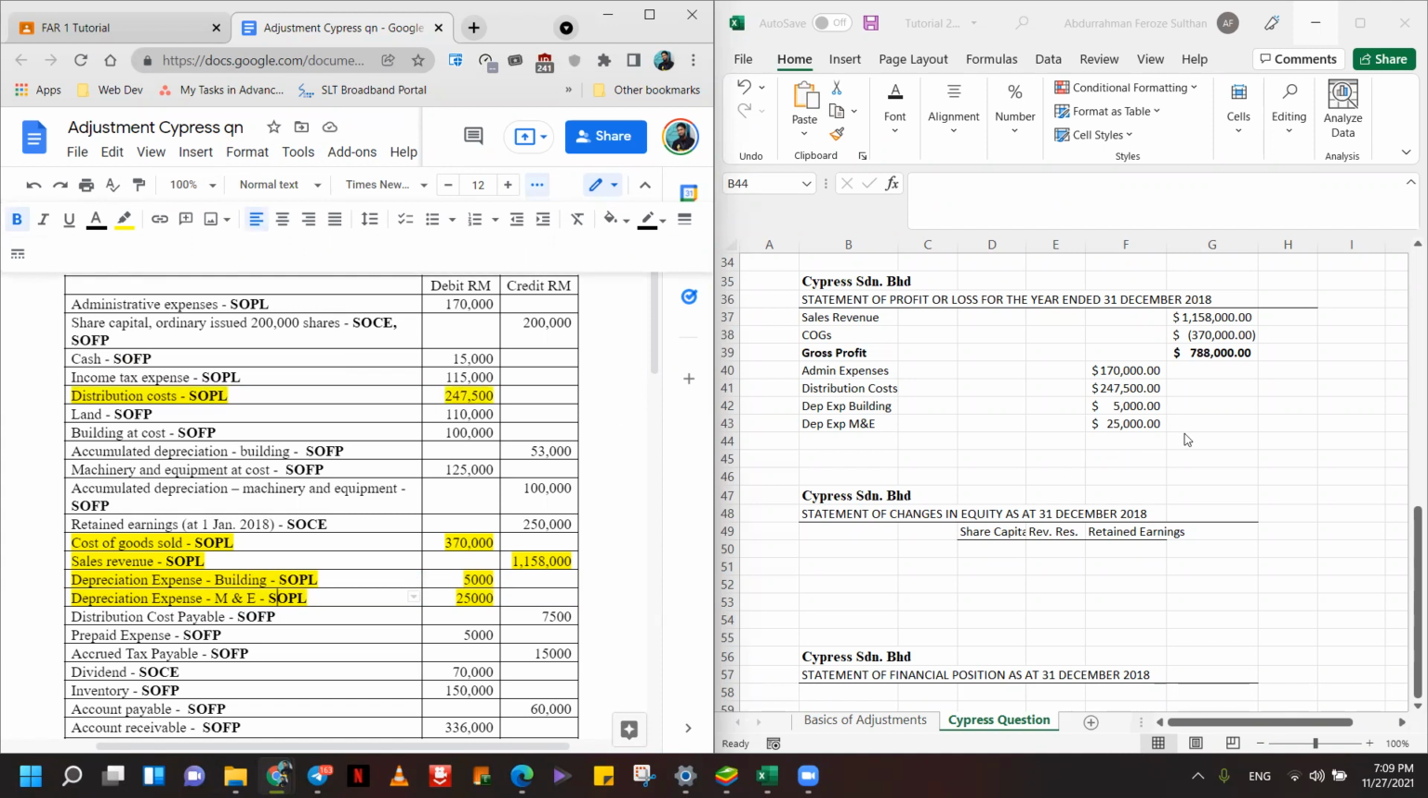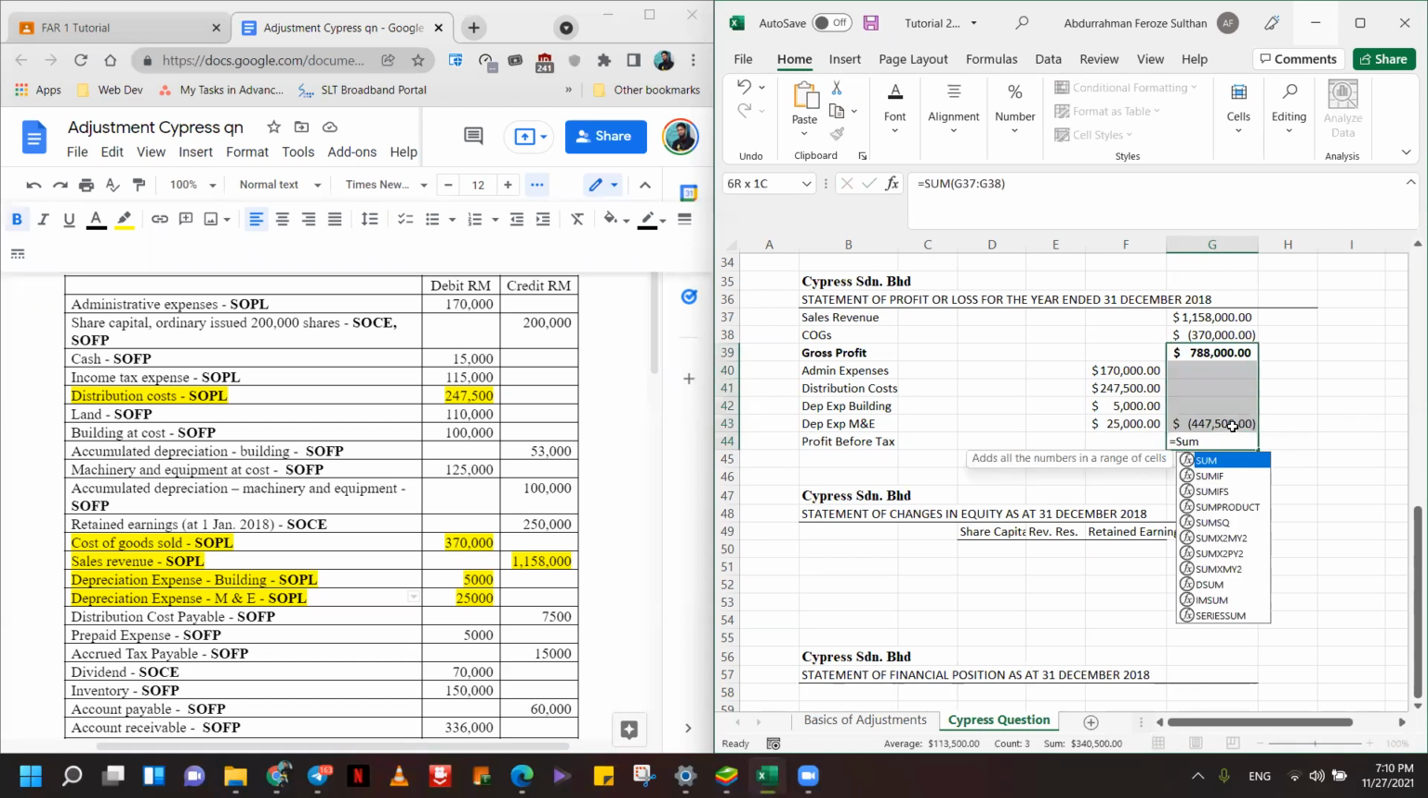So what is the total expense? Let's put the total expense here. Sum the total expense: 447,000. Then this would be the profit before tax, which is the sum of that.